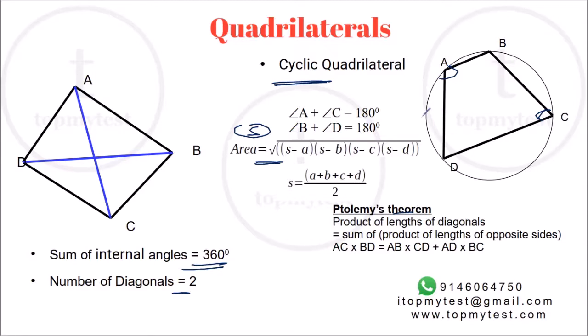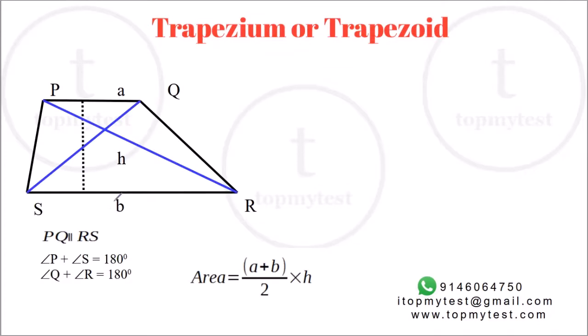Now, if we restrict 2 opposing sides of a quadrilateral to be parallel, then you get a trapezium. In American texts, you will see them referred to as trapezoids, right? So suppose in this quadrilateral, PQ is parallel to SR. Then you have all the properties of parallel lines applicable over here. So angle P plus angle S will be 180 degrees, and angle Q plus angle R will also be equal to 180 degrees, right?